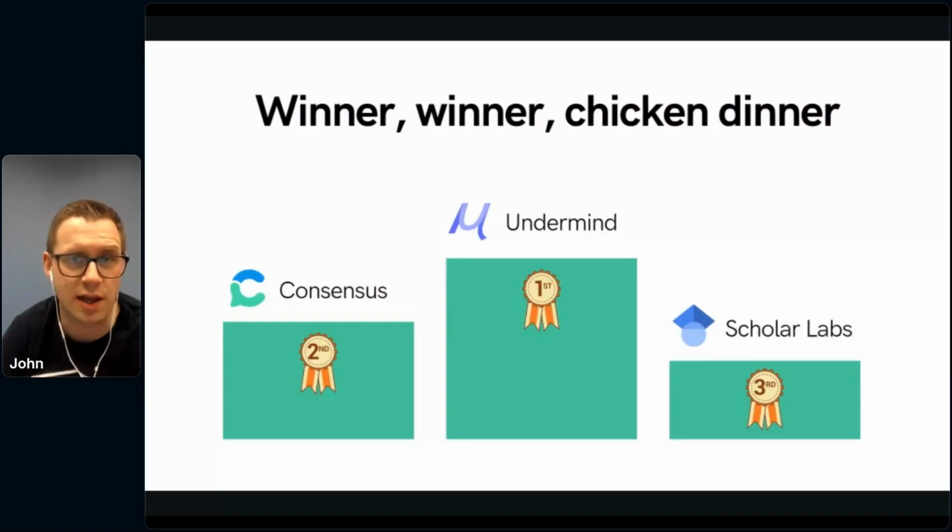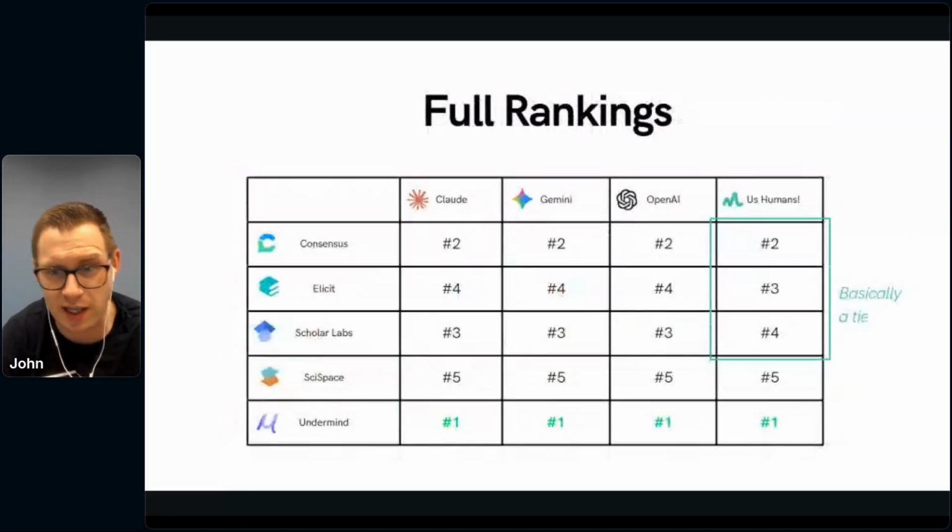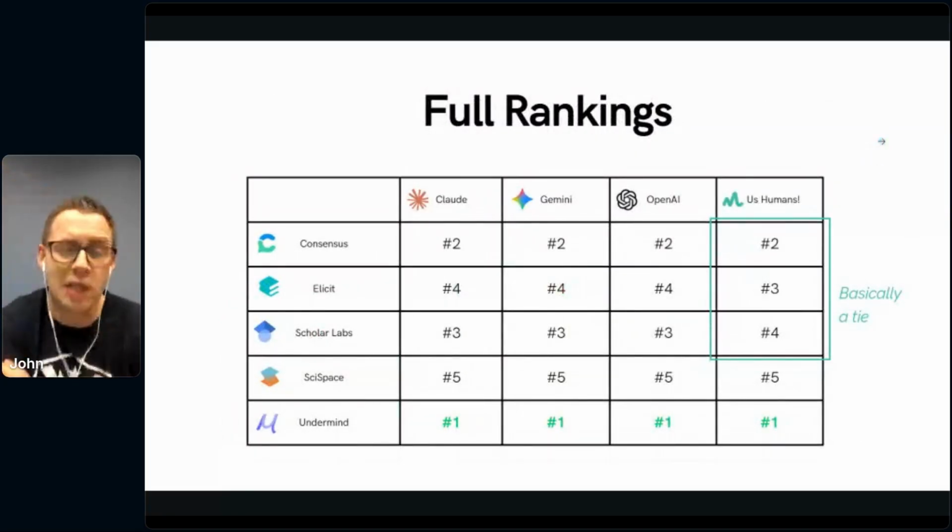This is clearly a company that's produced a meaningful technological improvement in this space. Again, Consensus is number 2. Scholar Labs, unsurprisingly, is number 3. Those results are very good as well. But I just think it's helpful to sift through the noise with a very clear ranking here. Here is the full list of rankings.